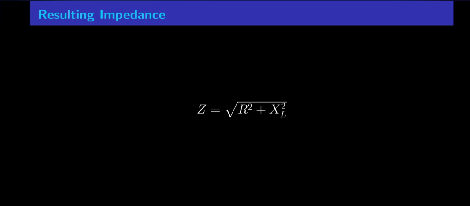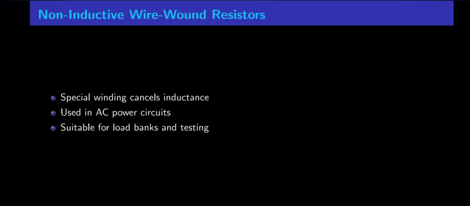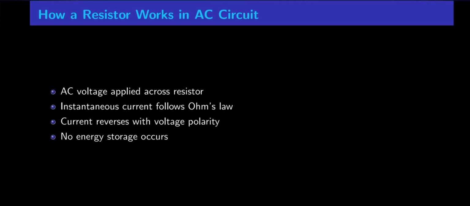Non-inductive wire wound resistors are designed using special winding techniques that cancel inductance. These resistors are commonly used in AC power circuits, load banks, and testing applications. When an AC voltage is applied across a resistor, the instantaneous current follows Ohm's law at every moment. The current reverses direction along with voltage polarity, and no energy is stored. All electrical energy is dissipated as heat.